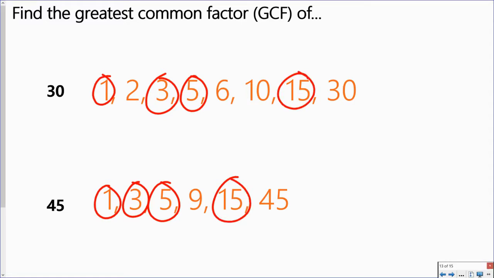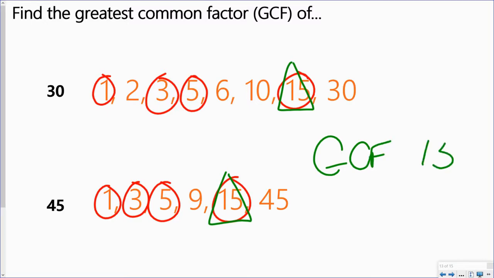So then out of my common factors, I'm going to put a triangle around the largest one, or the greatest common factor. And that looks to be 15. So the greatest common factor, or GCF, for 30 and 45 is 15, because that's the biggest number that will go into both 30 and 45.